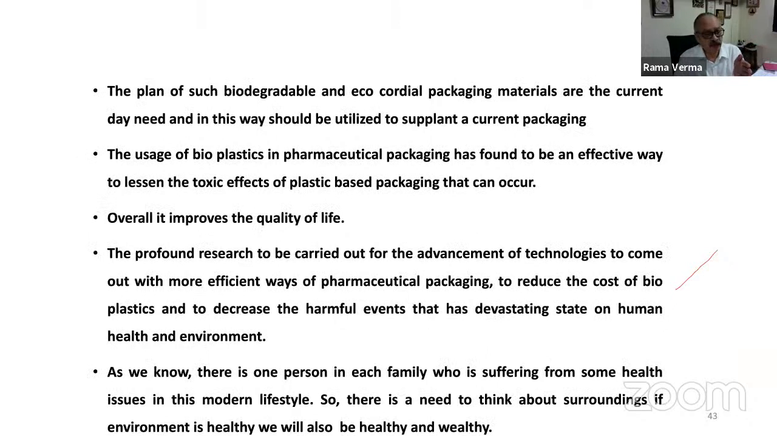Eco-friendly packaging material, we can use it. In the pharmaceutical industry, we can use less toxic material, use the bioplastic in that one. The cost will increase a little bit, but at least we can use it for a longer period of time. Overall, the idea was using the good kind of products to improve the quality of life, so that we can reduce the health hazards also. So all the research is going on to make the technologies more efficient, based on pharmaceutical packaging, to reduce the cost of bioplastic and decrease the harmful elements and the devastating state of human health and environment.